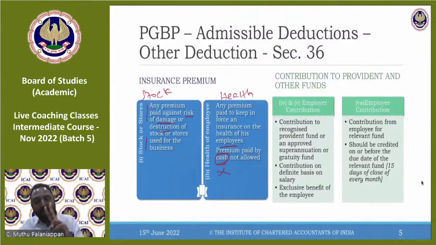So these are the two categories of insurance that are eligible. What are they? Stock or stores, for damage or destruction. And the health of an employee, to keep up the health of an employee, not paid in cash, that is, paid through a non-cash mechanism. So these are called eligible insurance. This is the one I have covered here.